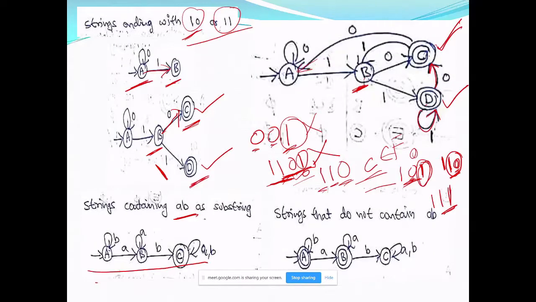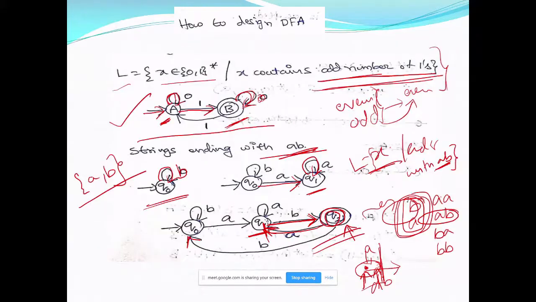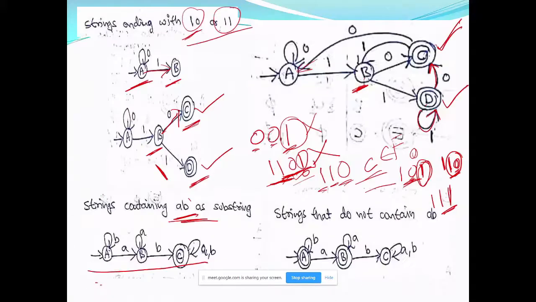Now here, the difference between that language and this language is that in that language, AB should be at the end. AB should be at the end. But in this language, AB can be anywhere. AB can be anywhere.